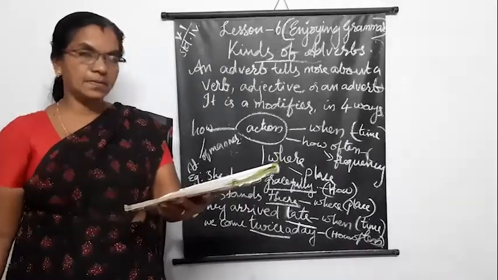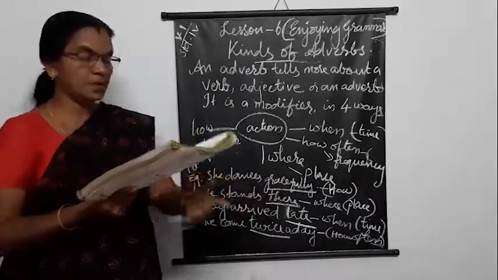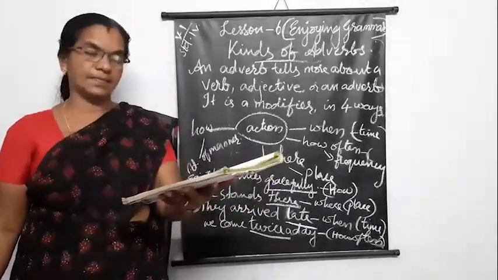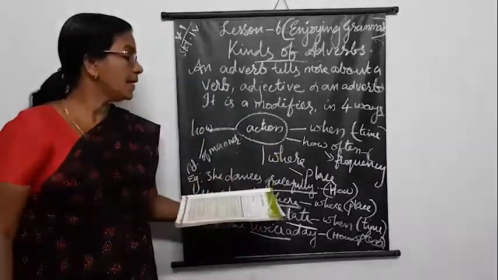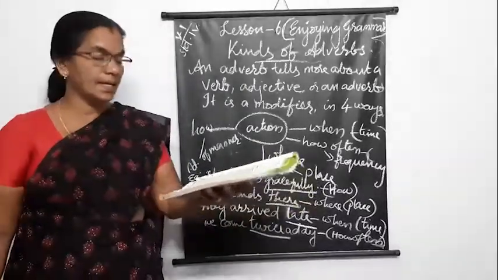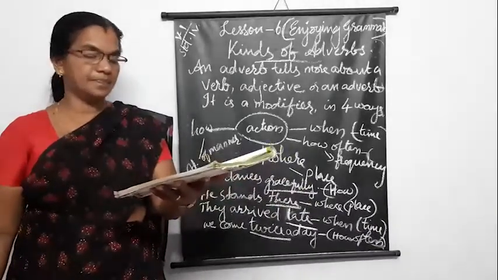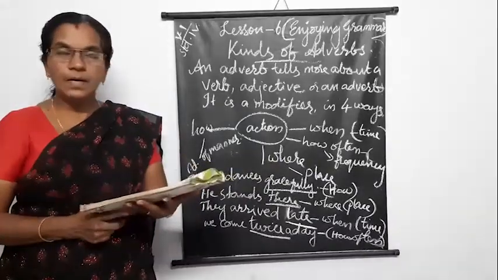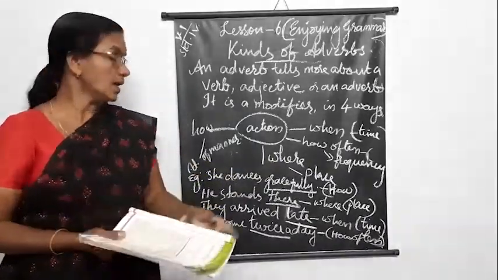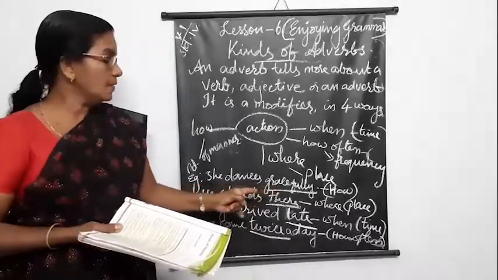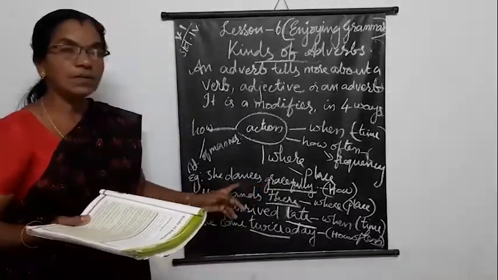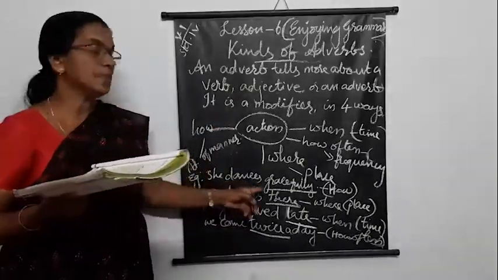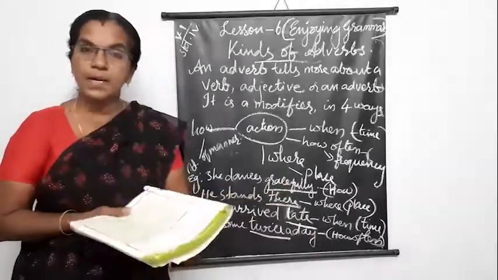Adverbs of manner, then one of the kinds. Adverbs of manner tell us how the action is done. They answer the question how. If we want to get the adverb, we have to ask the question how the action happens. We will get one word. That word is the adverb of manner.